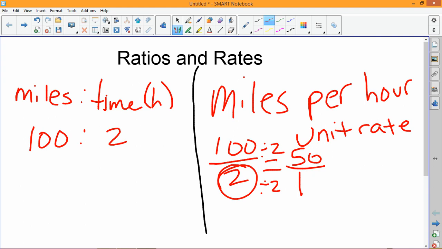So I get a unit rate of 50 to 1. So 50 miles in 1 hour. 50 miles per hour. And that is the basic of this whole lesson. To go from ratio to rate, we just divide and we find the value of the ratio.